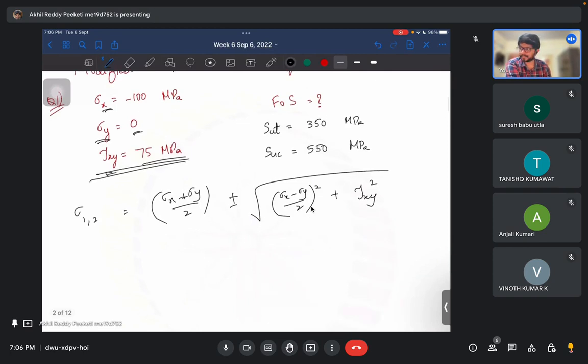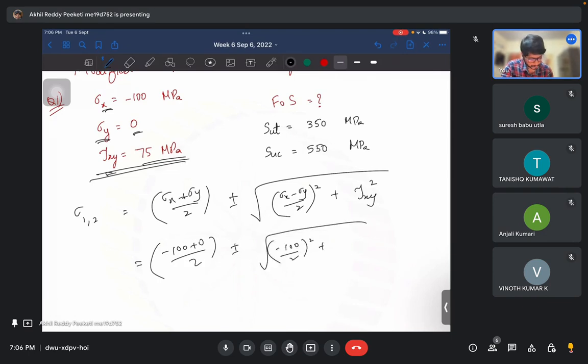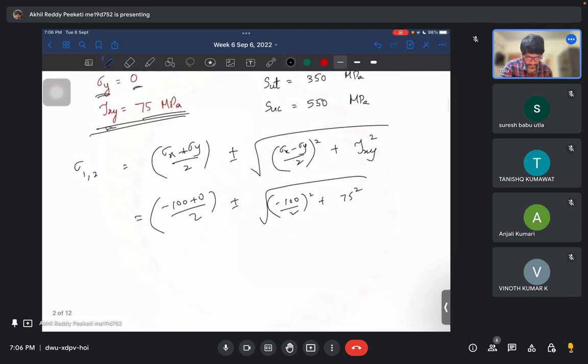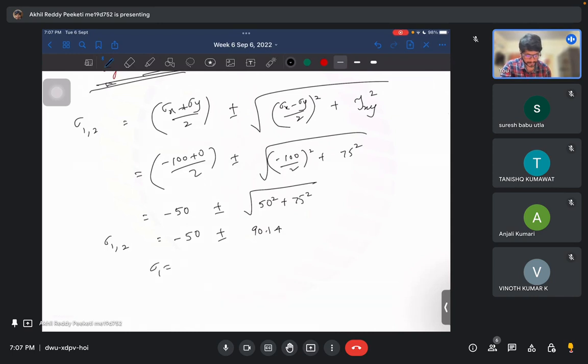If we substitute these numbers here, minus 100 plus 0 by 2, plus or minus root over (minus 100 by 2) whole square plus tau xy whole square, 75. So minus 50 plus or minus root over 50 square plus 75 square. Can anyone tell me what this should be? Here the principal stresses would be, sigma 1, we can take as minus 50 plus 90.14, so that would be positive.